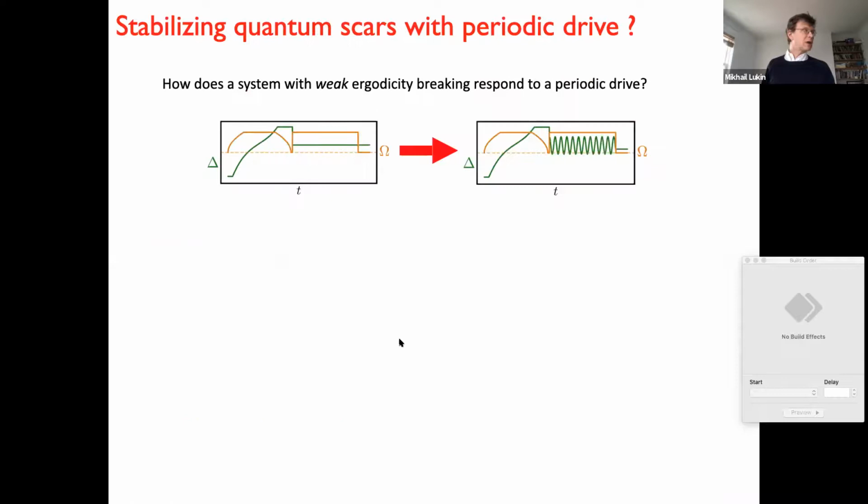And one of the things we try to do is ask the question, can one somehow stabilize them? These scars, these oscillations, they don't last forever. The system collapses and revives for a bit, and then they go away. And one idea which we decided to try is that instead of quenching to a fixed detuning, we decided to quench to a detuning which depends on time.